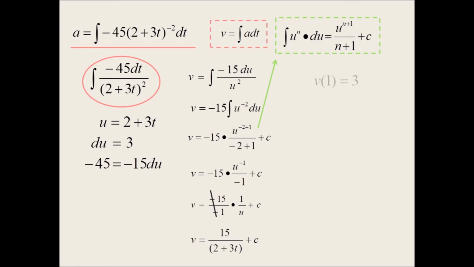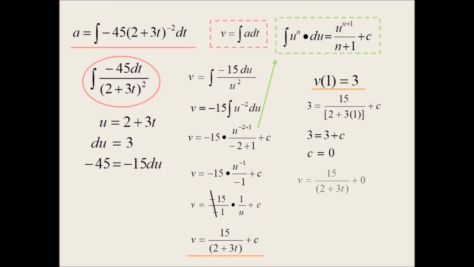We now have to find the value of c using what was given to us. Substitute v with 3 and t with 1. The value of c is 0. From the expression we have solved, substitute 0 for c, and we get the velocity as a function of time, which is v equals 15 over 2 plus 3t.